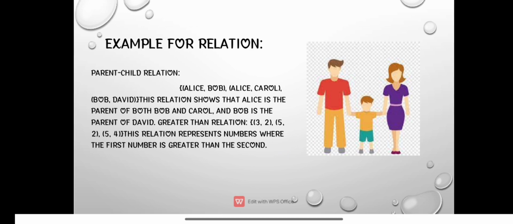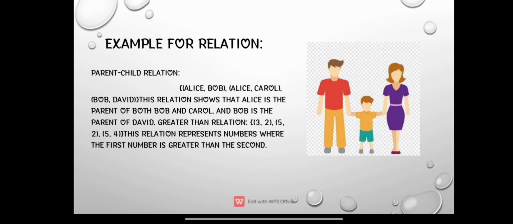Example for relation: parent-child relation. (Alice, Bob), (Alice, Carol), (Bob, David). This relation shows that Alice is the parent of both Bob and Carol. So here we can see in two sets there's the same name, that's Alice, and the next name is Bob, and in the next set it's Carol. This shows how the connection between the two sets works, and this is known as the relation.